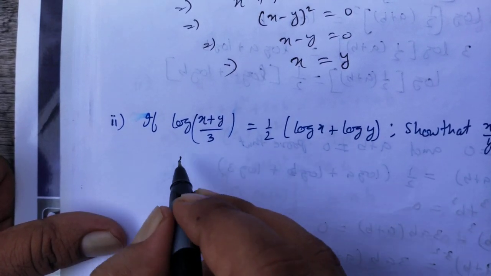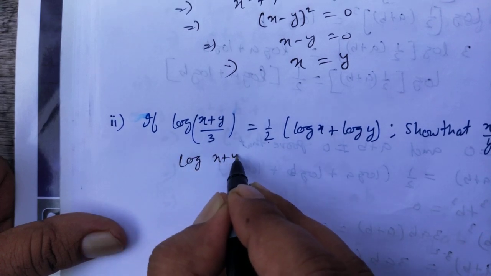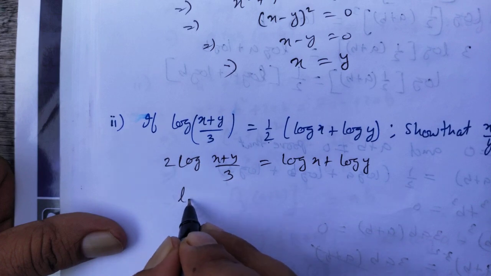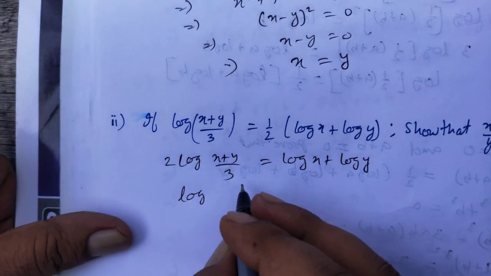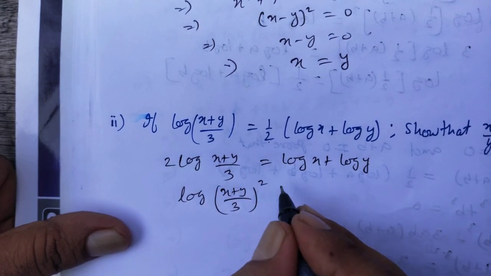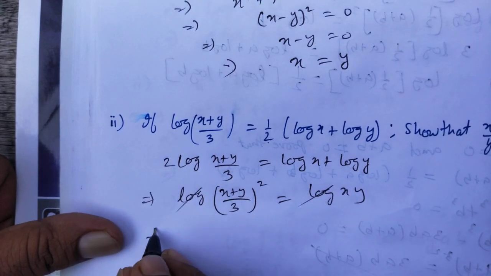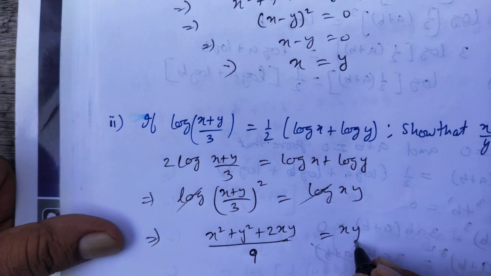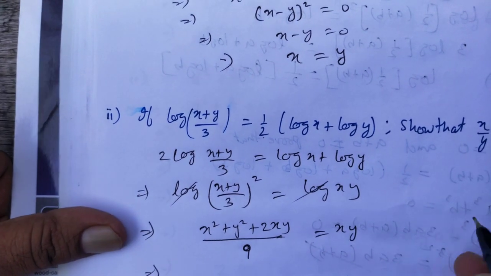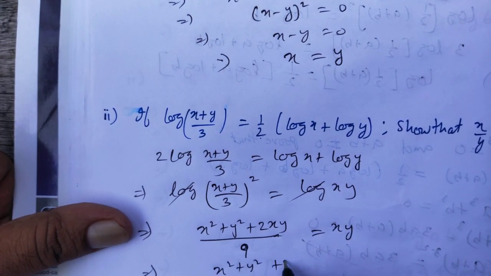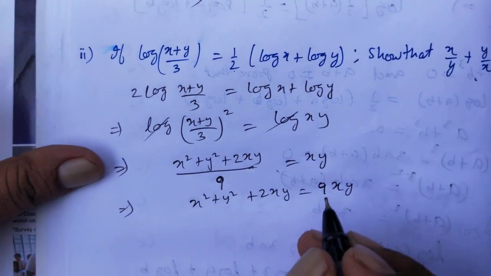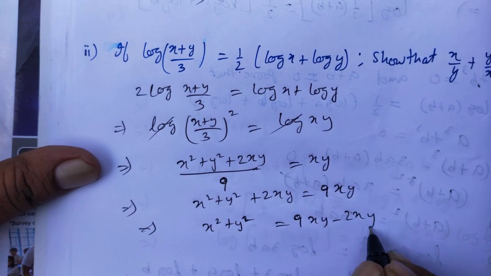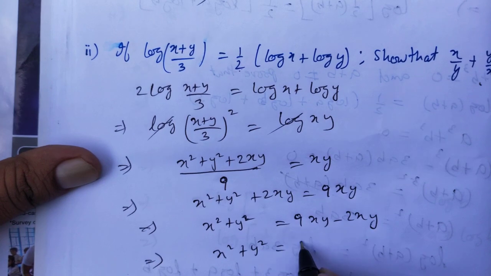And this is given. So, cross multiply. If I cross multiply, I'll get 2 here. So square it. x plus y by 3, this will go as a square. This is log xy. Both sides log cancel. Square it: a square plus b square plus 2ab, so 2xy. 3 square is 9. This will be x square plus y square plus 2xy equal to, cross multiply, 9xy. Take 2xy on the other side. x square plus y square equal to 7xy.